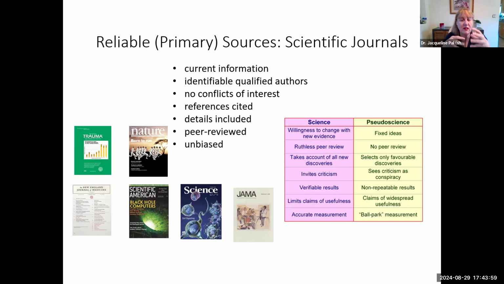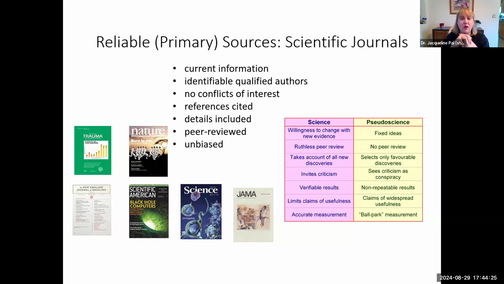They're published monthly or quarterly. All the authors get identified. The authors have no conflicts of interest. They're not taking any special interest money. They're not being paid for by big pharma or little pharma or by any scientific communities. They cite all their references. They've done research. All the details are included. All of their data, all of their raw data is included.